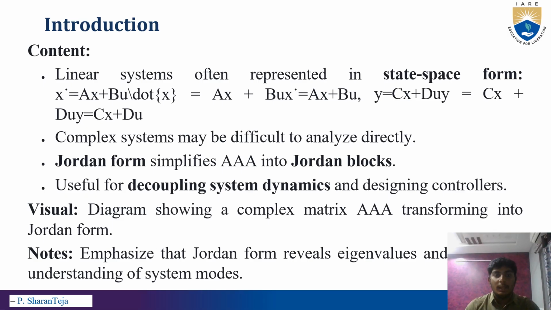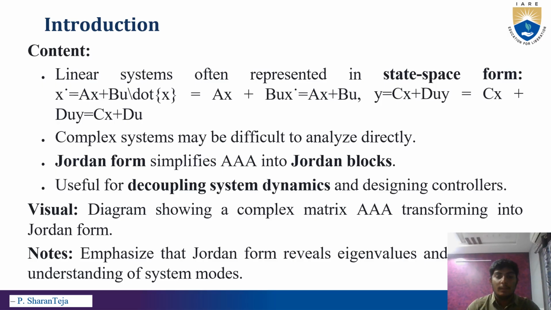Introduction. In control theory, a linear system is often written in state space form as x dot is equal to Ax plus Bu, and y is equal to Cx plus Du. X is called the state vector, a variable describing the system's internal condition, and u is the input vector. It carries our external signals, and y is the output vector, the measurable response. A, B, C, D are the constant matrices that describe how the system behaves.